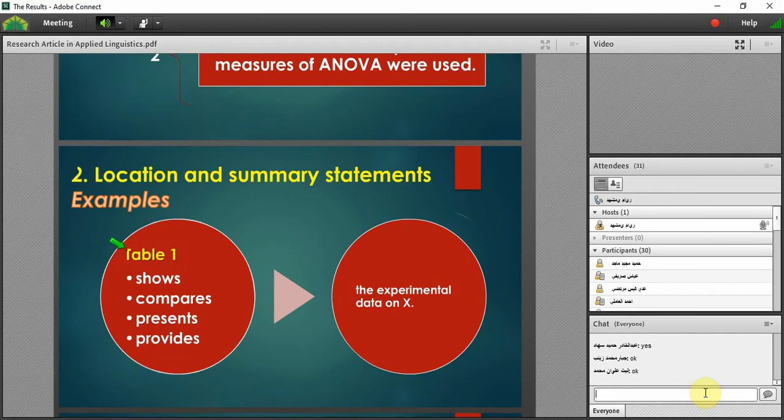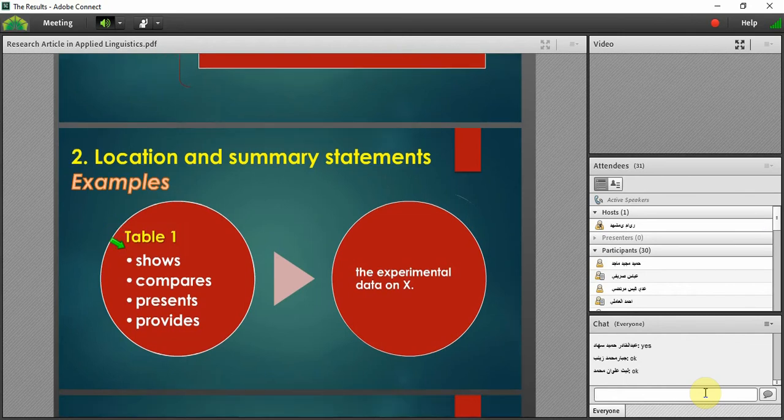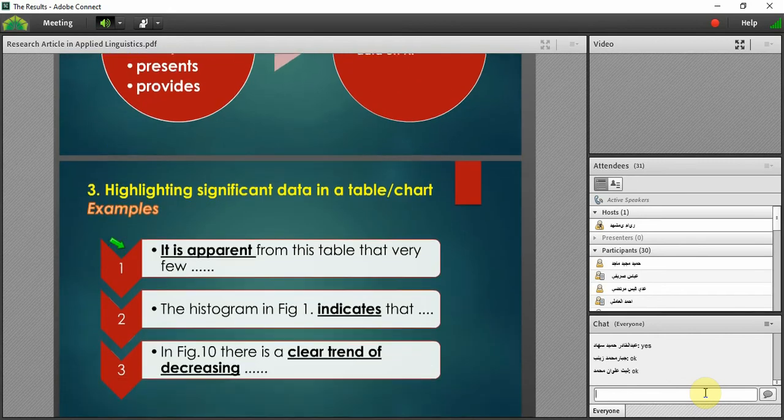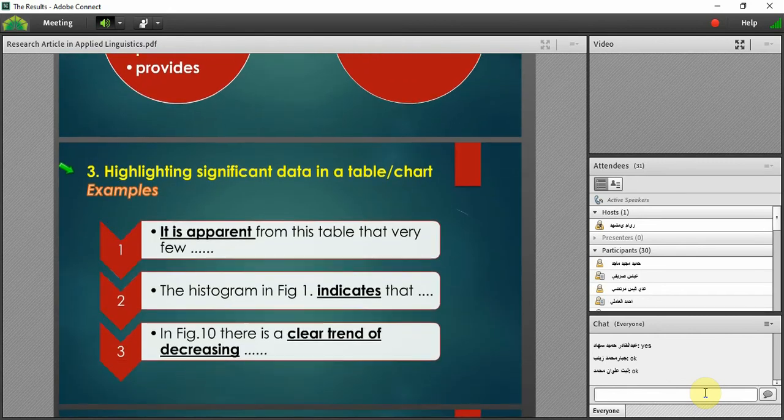Location and summary statements. You need to refer to some parts in your study. You need to provide your data in some locations in your articles, like tables, like figures, like diagrams. Okay, very simple. You also need to highlight significant data in a table or chart.